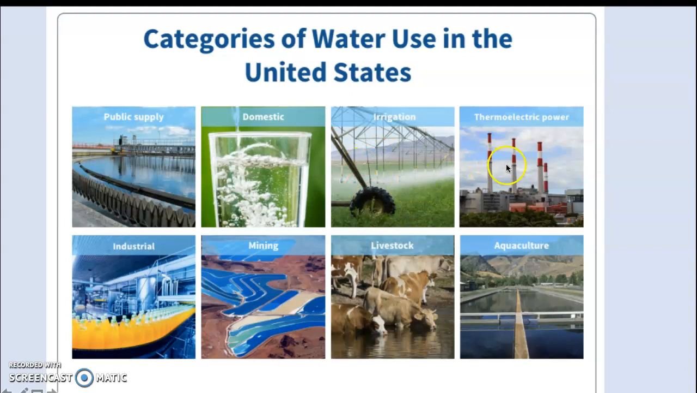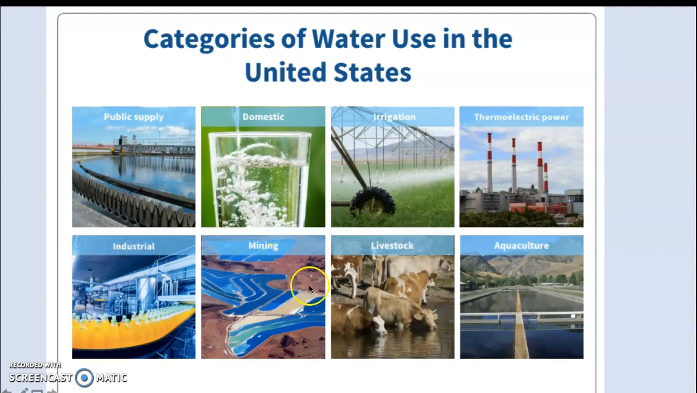Water has to be brought in to do that. Thermoelectric power, here in Utah we don't use that much because we don't have a lot of big rivers, but water is used to create electricity a lot. Then we also have all of the water used in industrial areas, which means the products that you use, including your clothing, your food, your drinks, everything uses water.